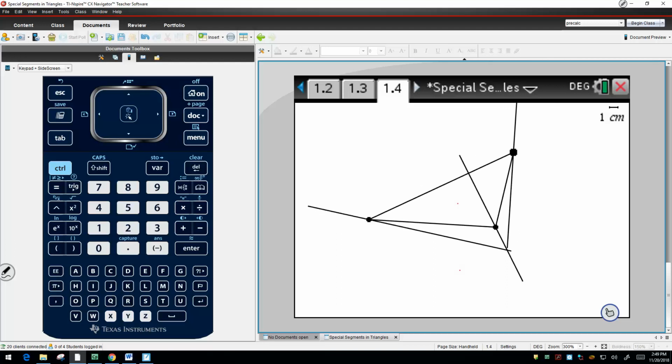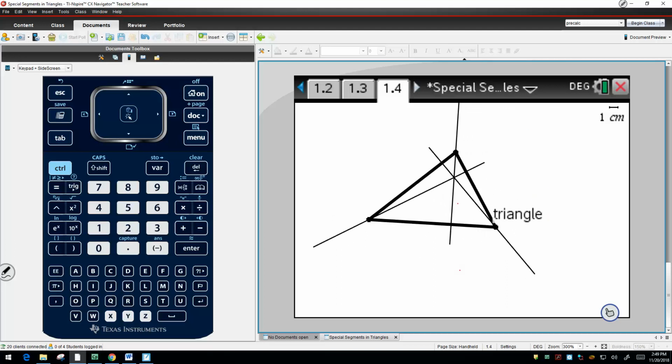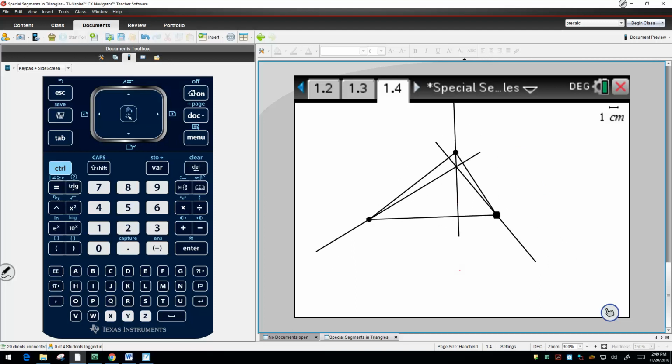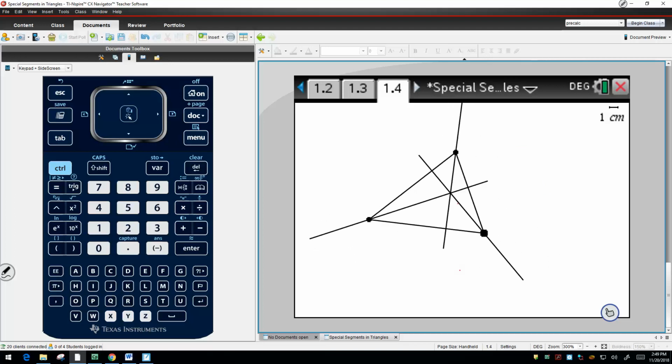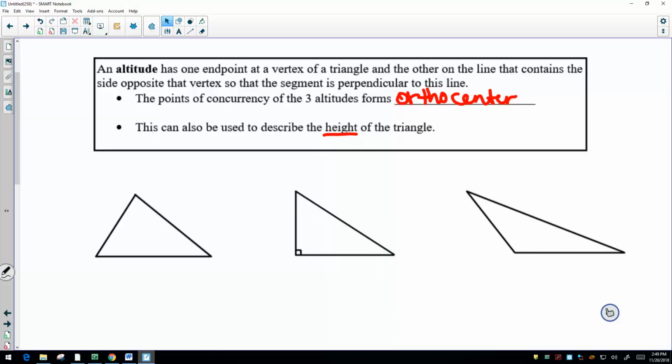It could be on, could be outside, inside, and that works for any vertex. So it doesn't matter the vertex that we have chosen. This is a segment that will change location depending on the shape. So it could be outside, it could be on, it could be inside. So these are 4 segments with 4 points of concurrency.